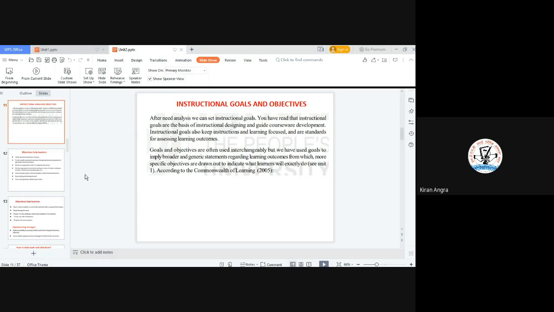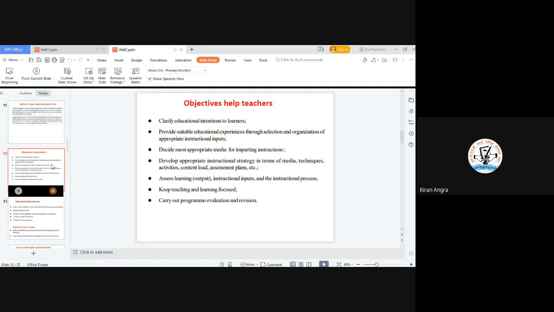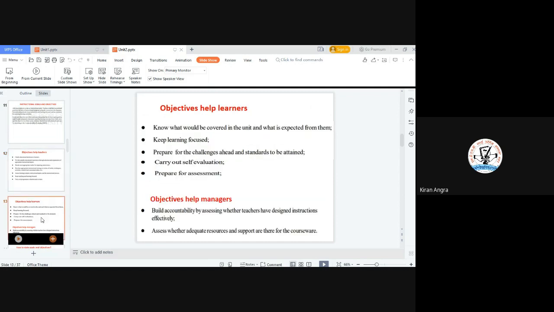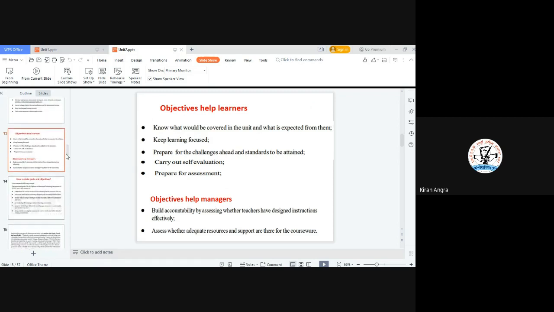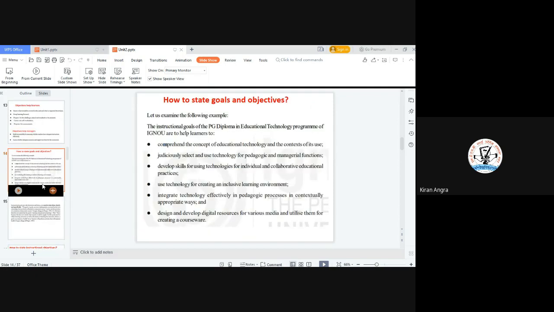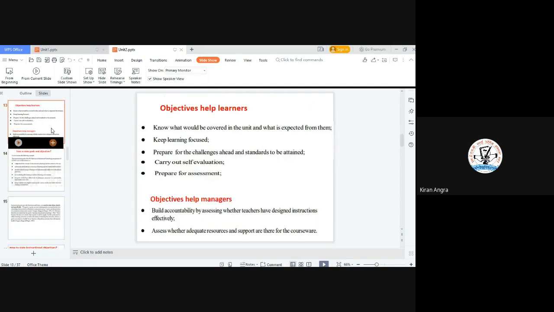So according to the Commonwealth of Learning, what objectives help the teacher? There are objectives which help the learner, and objectives which help the manager. So these are the objectives according to the Commonwealth of Learning 2005. So what are the objectives that help the teacher? They clarify educational intention to the learner.